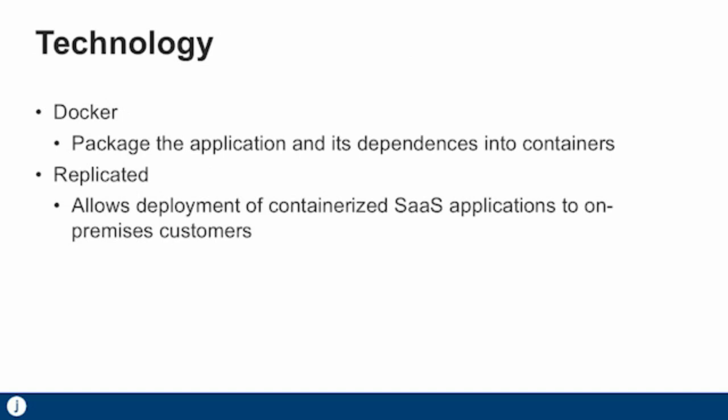So our new architecture rides on two pieces of technology. First, we have Docker, which allows us to package the application and its dependencies into containers. It's easily deployed utilizing a single command line instruction through Linux. And we also have Replicated. This allows deployment of the containerized SaaS applications to on-prem customers. And this is where you'll gain the value in the one-click updates and where you can create support bundles in case you need to share more information with our support team.